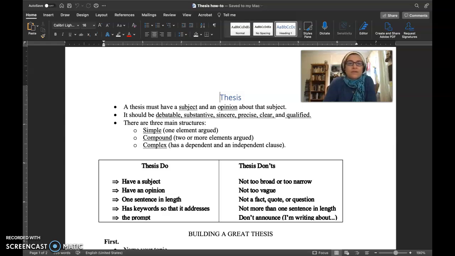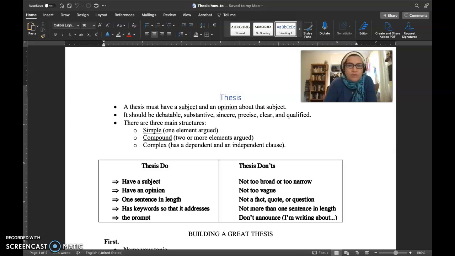So your thesis must include, obviously, a subject, meaning what it is you're talking about, and an opinion about the subject. So it should always be opinionated. It should be debatable, meaning there should be at least two sides to whatever it is that you're arguing. Substantive, sincere, precise, clear, and qualified. Qualified, we're going to go over that a little later in the semester, but it's just to say that you're giving some wiggle room to your argument.